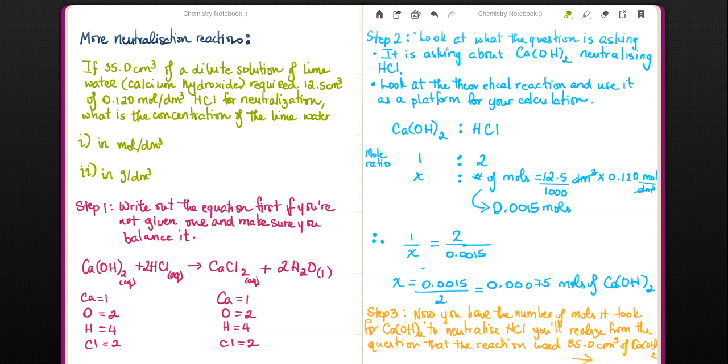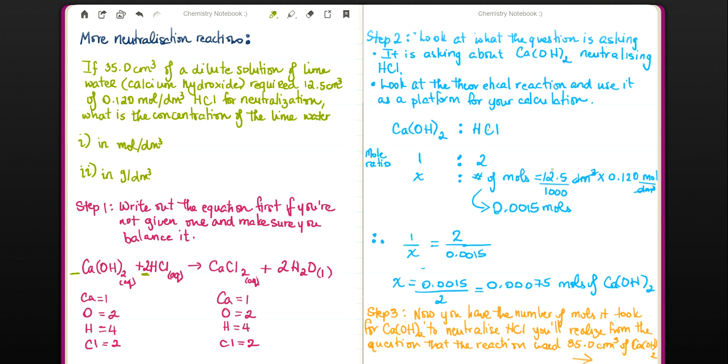And then for step two, you look at what the question is asking. It is asking about calcium hydroxide neutralizing hydrochloric acid. And you look at the theoretical reaction and use it as a platform for your calculation. So if you're only dealing with calcium hydroxide and how much was used to neutralize the hydrochloric acid, you're going to use the mole ratio between these two species. So in the equation, theoretically, we know 1 mole of calcium hydroxide reacts with 2 moles of hydrochloric acid, and we write it here.